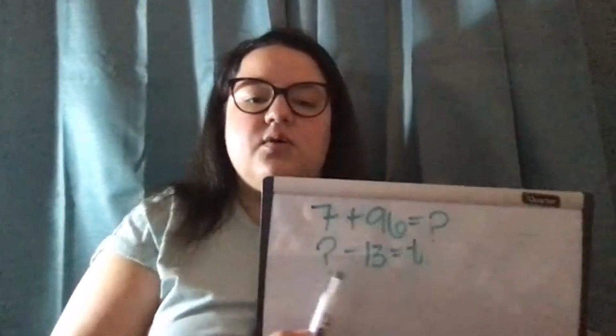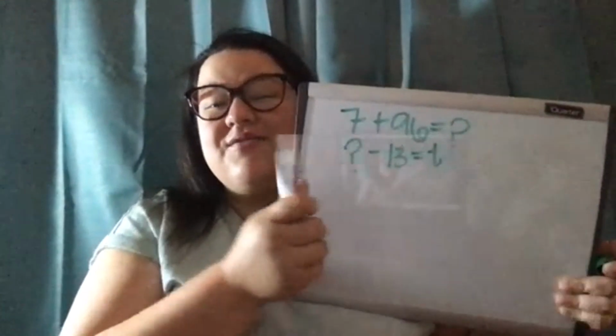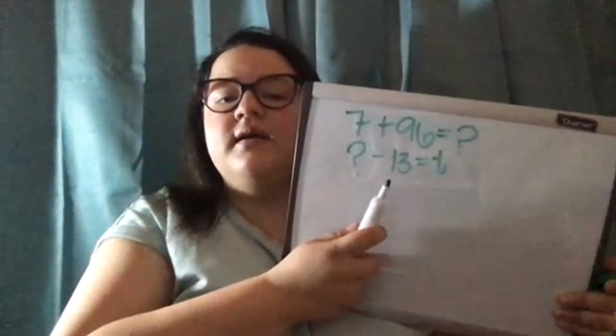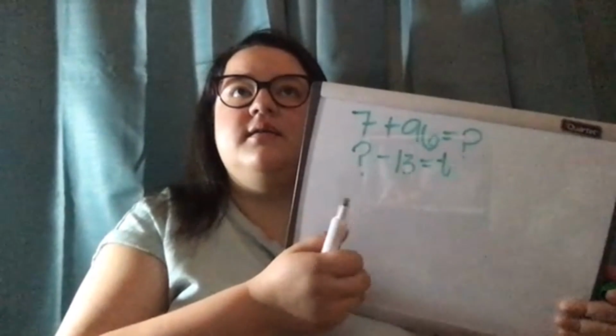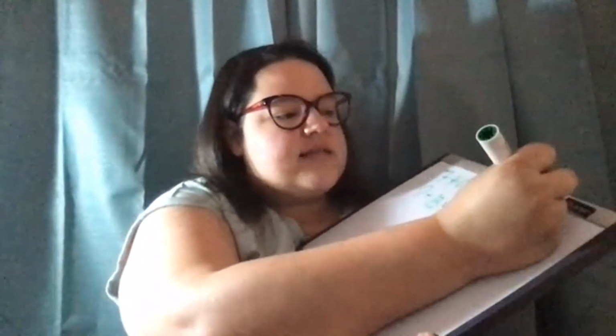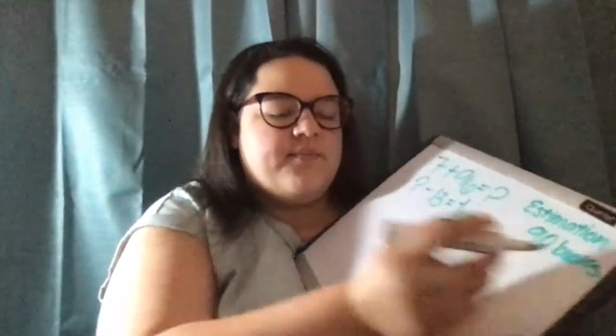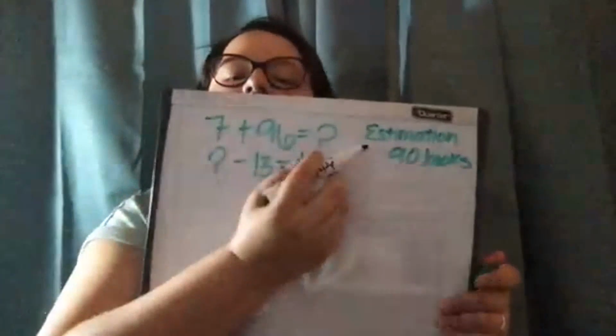If we estimated this whole problem, 96 and 7 would kind of get me close to 100. Take away 13, about 10. 100 minus 10 is about 90. So I'm going to put my estimation as 90 books. Remember, your estimation is an approximate guess on what your answer is going to be. So I put my 90 books.